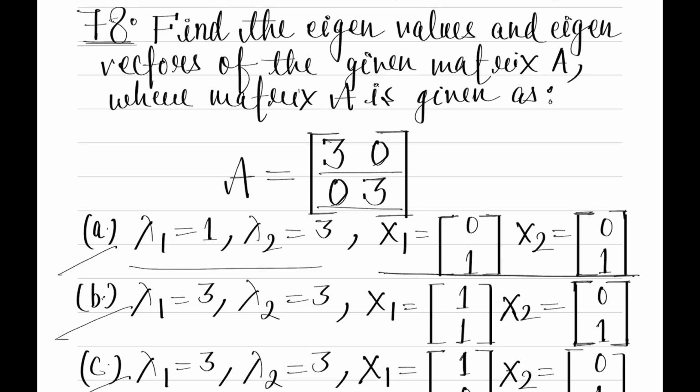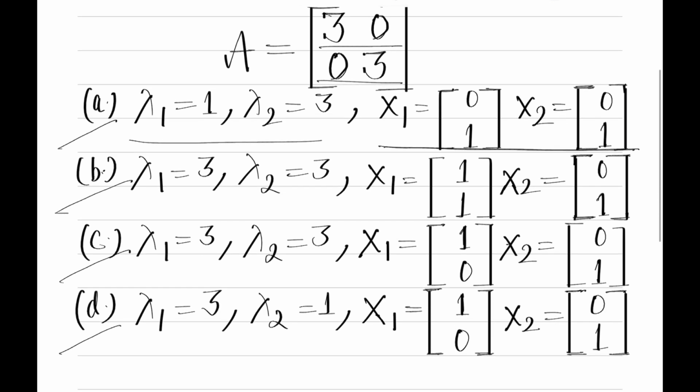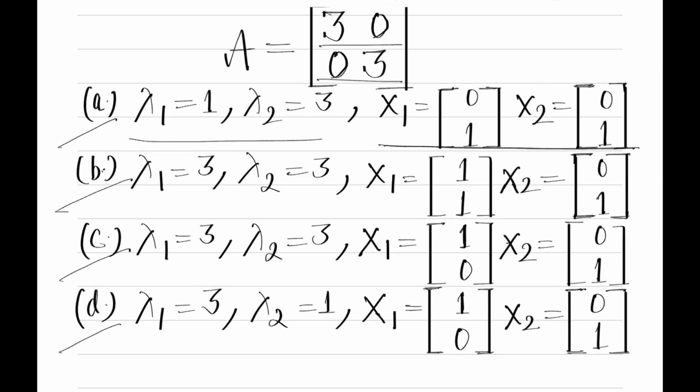Problem number 7-8. Find the eigenvalues and eigenvectors of the given matrix A, where matrix A is given as 3, 0, 0, 3, and we have 4 options. In every option, we have lambda 1 and lambda 2 values, both the eigenvalues. Now we have matrix A.